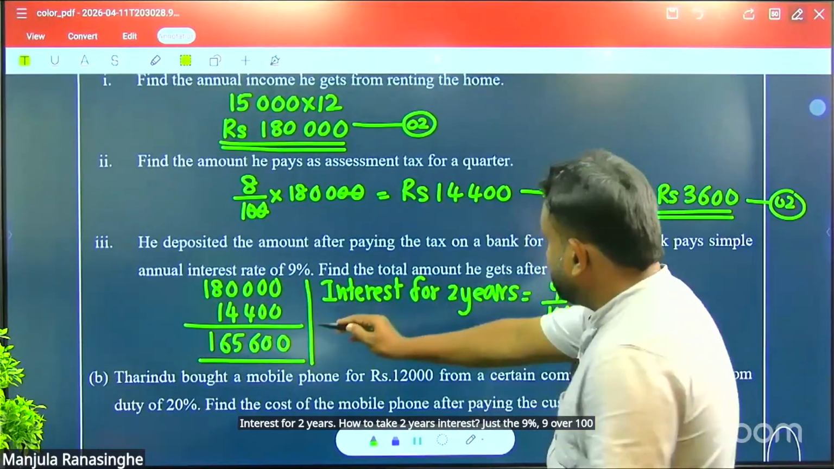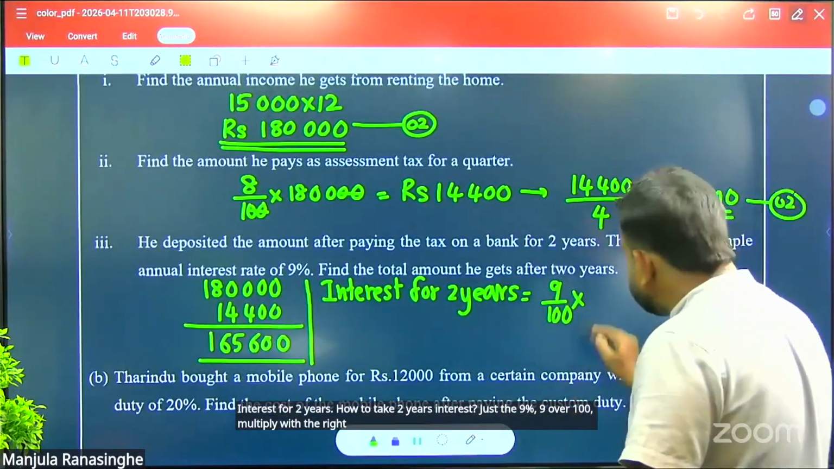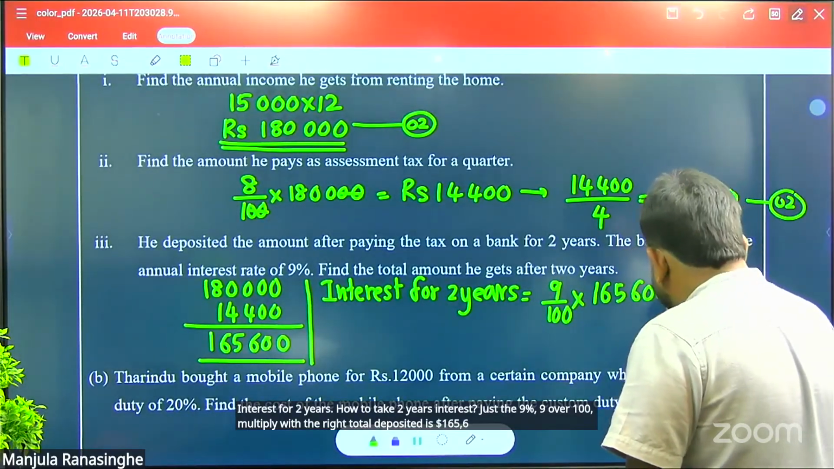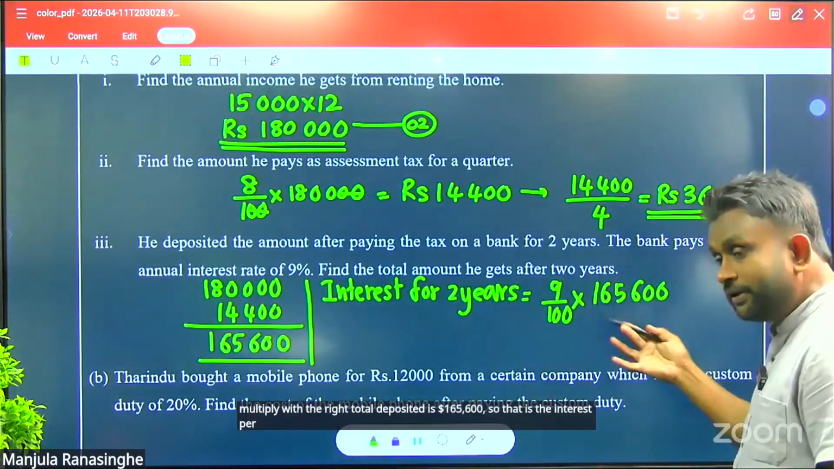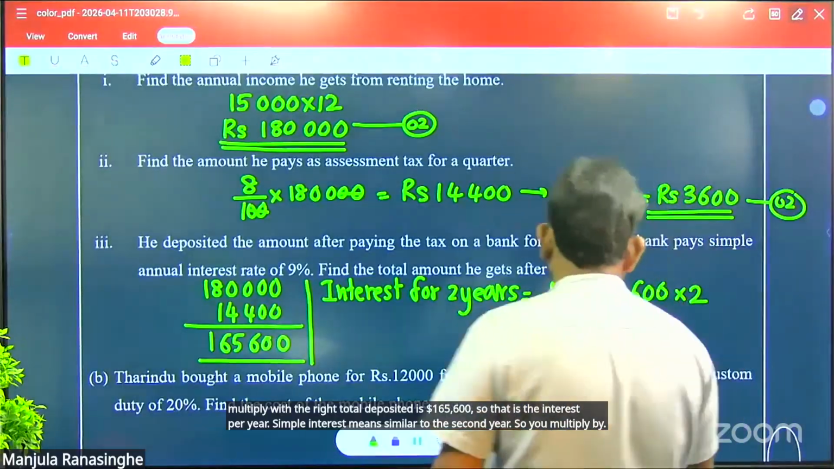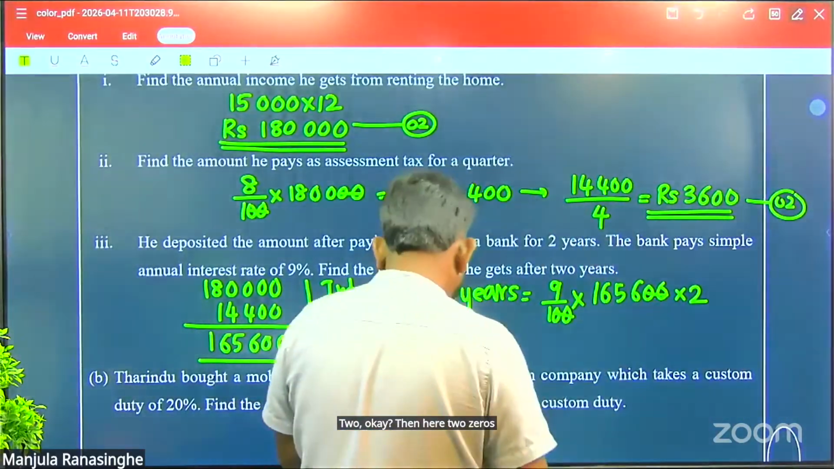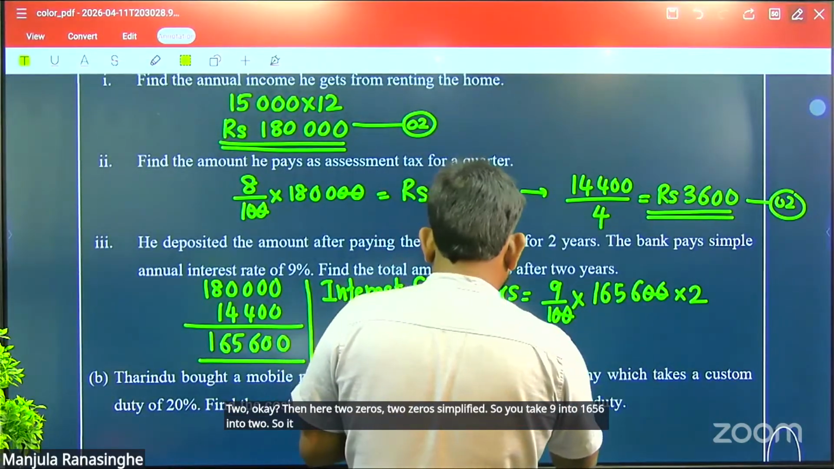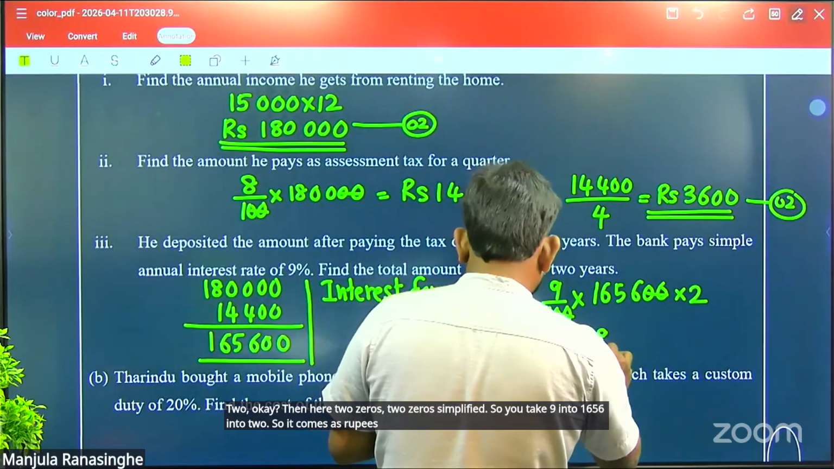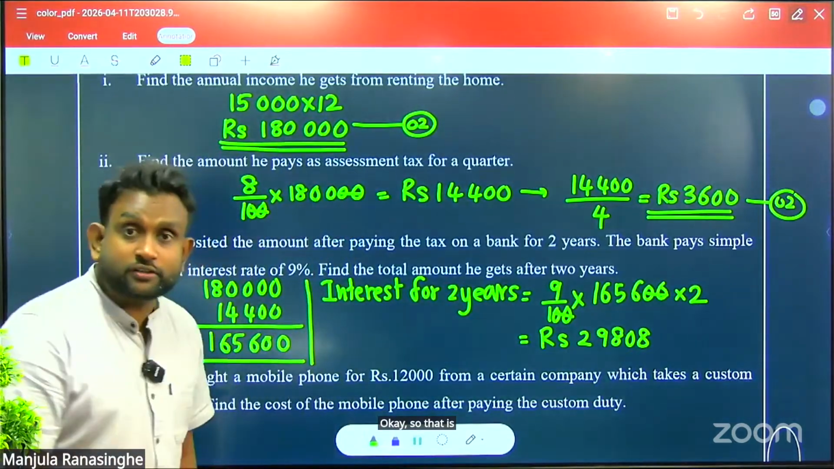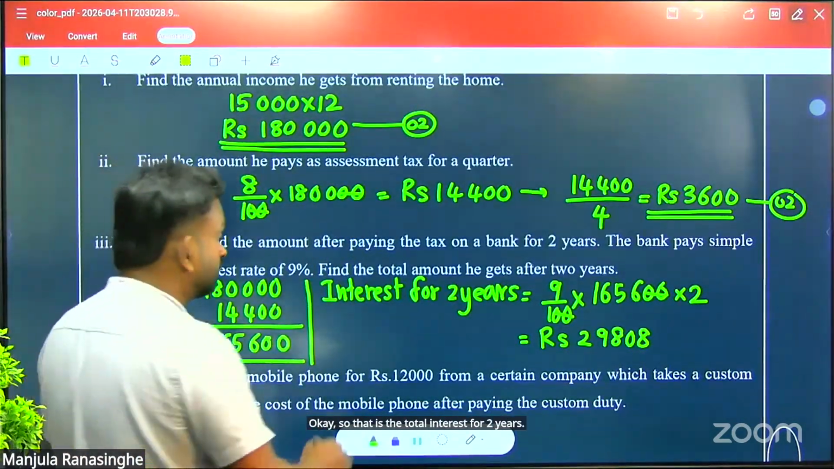multiply with the total deposited, 165,600. So that is the interest per year. Simple interest means similar to the second year, so you multiply by 2. Okay, then two zeros simplified. So you take 9 into 1656 into 2. So it comes as rupees 29,808. Okay, so that is the total interest for 2 years, but they are asking total amount.